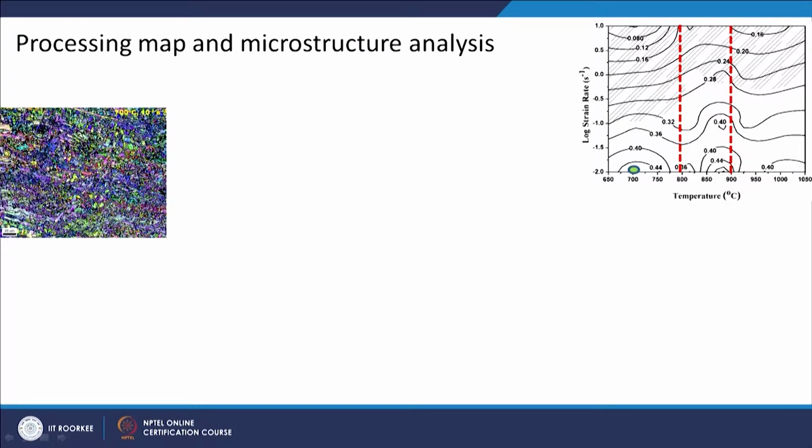Some more microstructural analysis at different conditions. For example, at 700 degrees Celsius, you can start seeing some recrystallized microstructure, a lot of fine grains, but also elongated grains. Some big elongated grains are there, and some very fine recrystallized microstructure can also be seen here. And this is where you have high efficiency. So, partial dynamic recrystallization can be seen here.